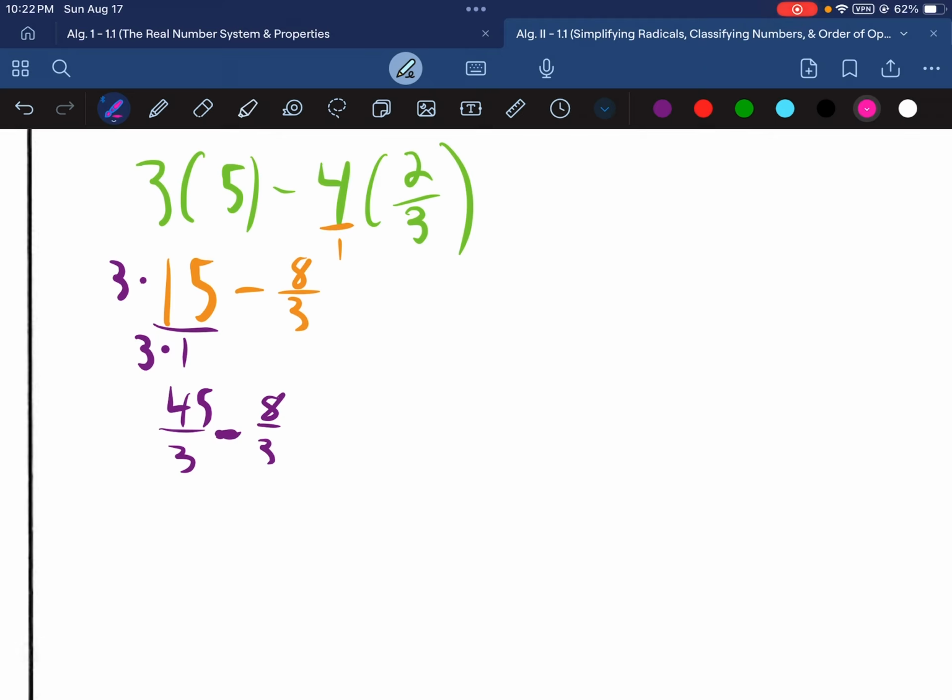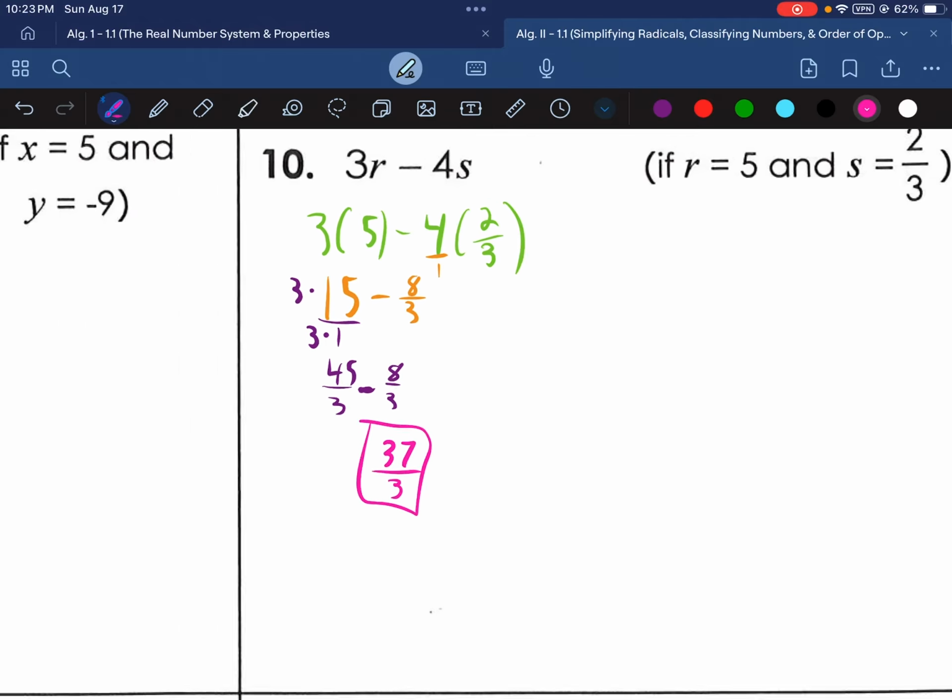And now if we subtract across on the top, 45 minus 8, we end up getting 37. The bottom stays the same, over 3. We only change the denominator or bottom of the fraction when we multiply and divide. We do not change the denominator when we add or subtract.